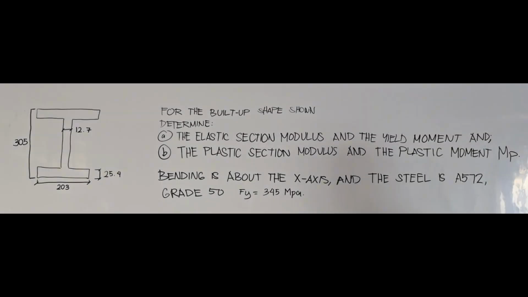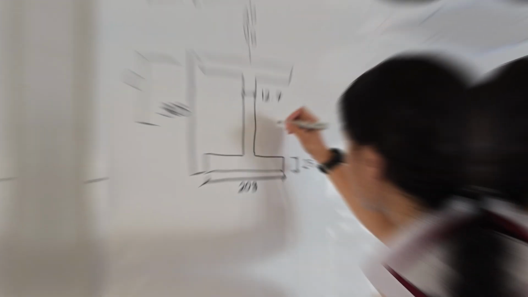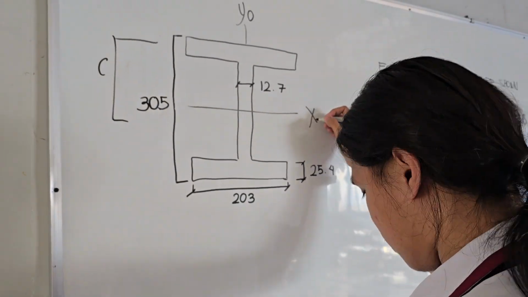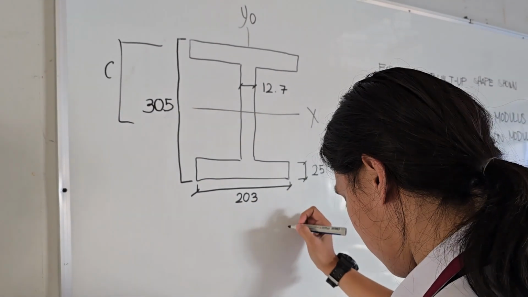The question for the math problem is, for the built-up shape shown, determine letter A, the elastic section modulus and the yield moment. And for the letter B, the plastic section modulus or MP. Bending is about the x-axis and the steel is A572 grade 50. And the Fy for this problem is 345 MPa. The requirements we're looking for letter A are S sub x, the elastic section modulus, and the My, the yield moment. While for the letter B are the plastic section modulus, the Z sub x, and the plastic moment, MP. Distance C is half of the 355 mm height of beam, which is 152.5 mm.